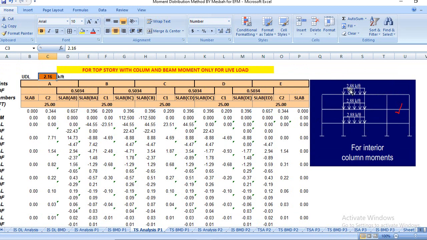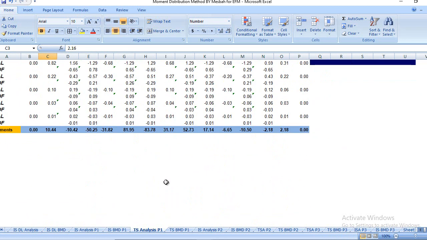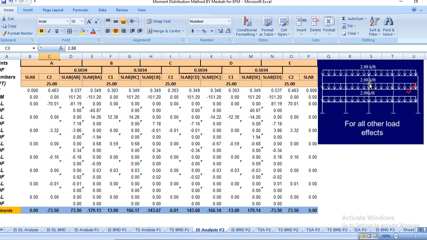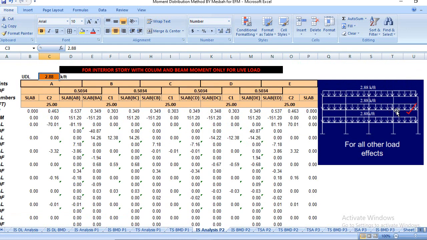You have to multiply this 2.88 with 3 by 4. Okay? And the rest of the calculation is the same. Similarly, for your full loading case, when you have a full factored dead load and a full factored live load, remember in this case we have zero dead load because we already analyzed the structure for dead load. At the end, we add that dead load moments to these moments, which we got here.